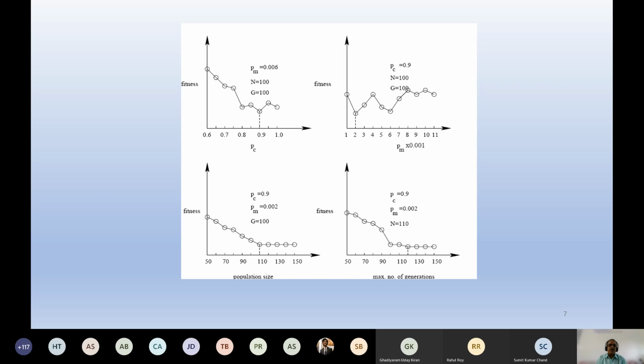So we'll have to find the set of optimal GA parameters by carrying out some study, and we call this a parametric study. How to carry out this parametric study? It is very simple. Supposing that we have decided one range for the PC, 0.6 to 1.0, and I am solving, say, a minimization problem.